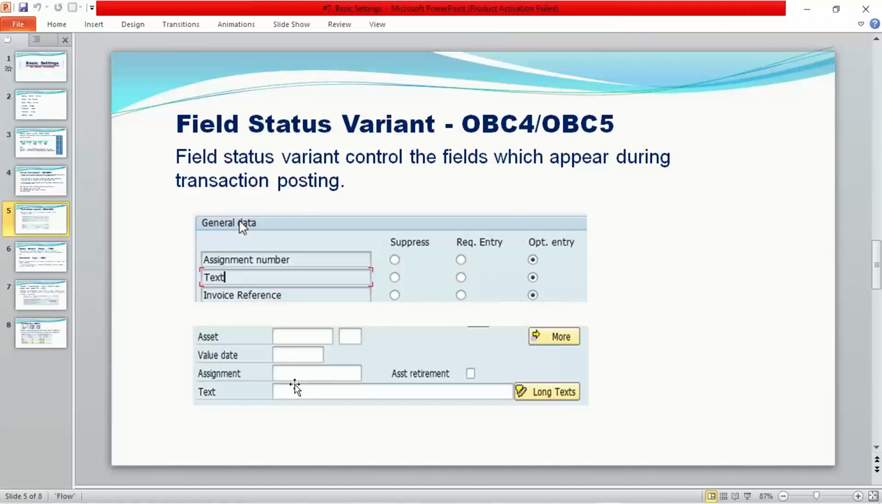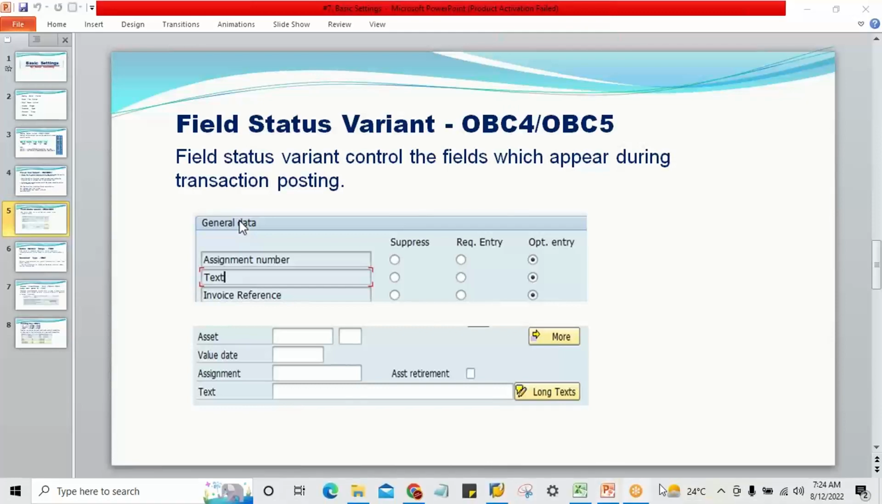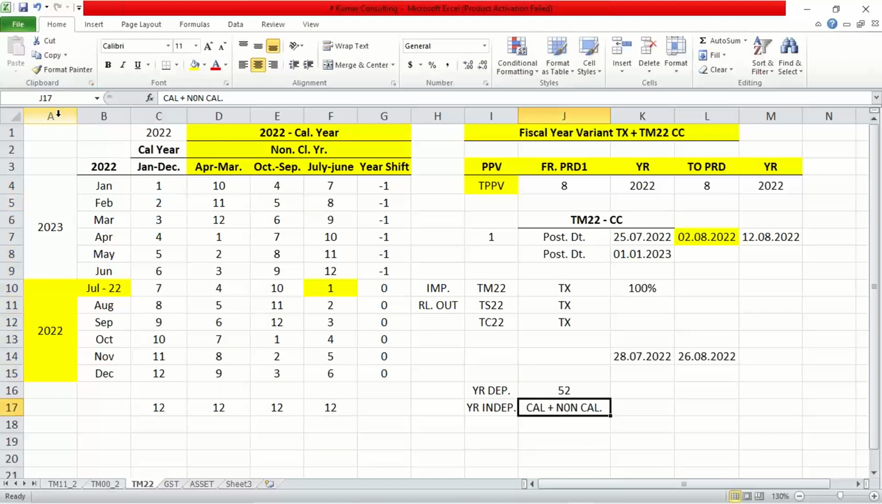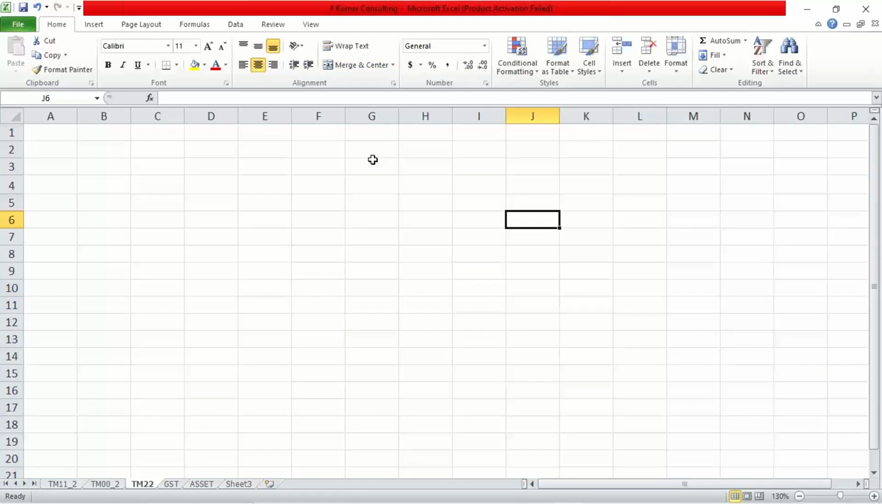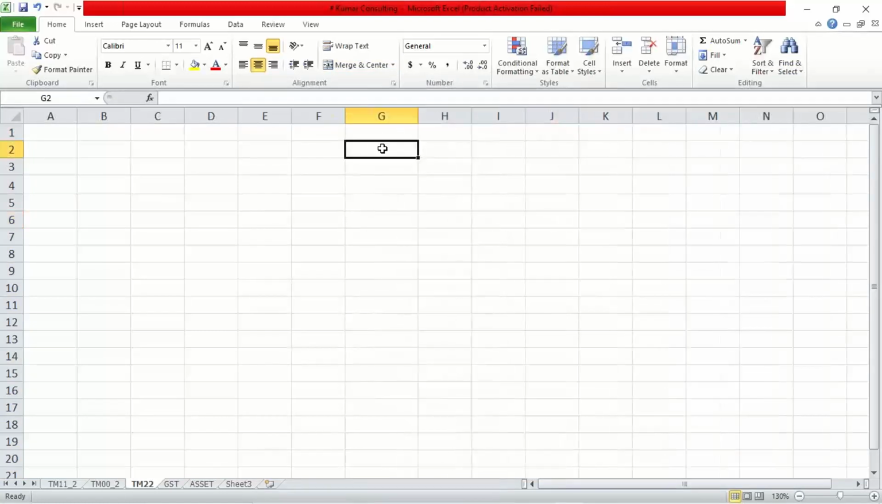I have taken a screenshot of a particular transaction. While posting a transaction, we have these two fields, assignment and text. Text means, if you are posting a transaction, let's suppose we are posting a transaction related to rent.